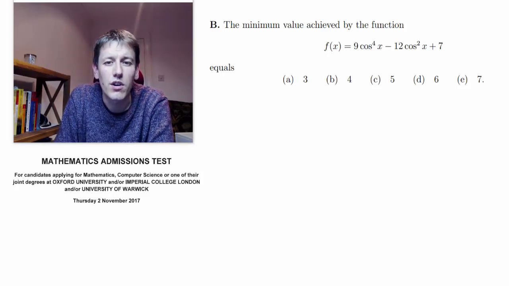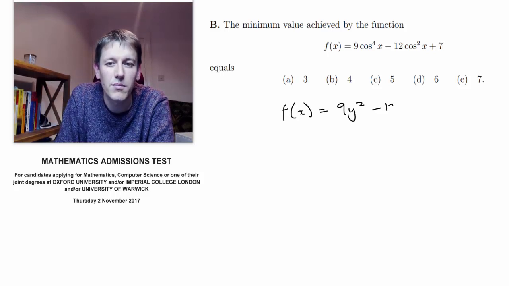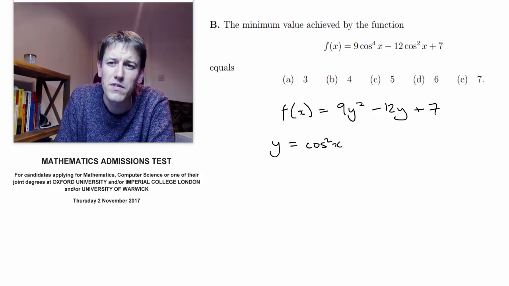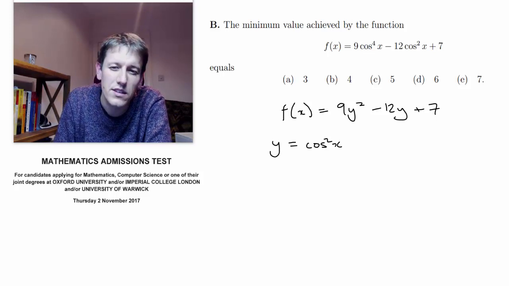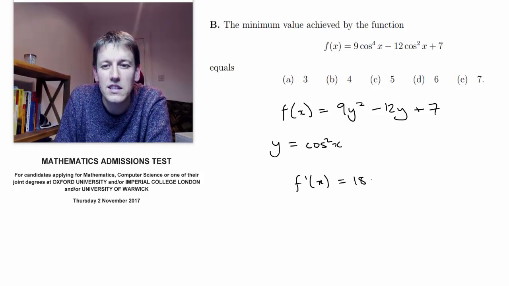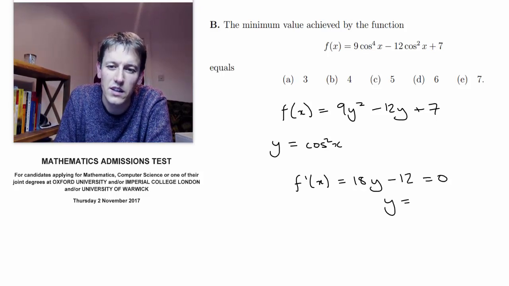So I can write f of x equals 9y squared minus 12y plus 7, where we have y equals cos squared x. Now I just have to find where the minimum of this quadratic is. You could complete the square. I know people don't really like completing the square as much, so let's just differentiate it here. It's probably easier. The derivative is 18y minus 12, and the minimum is going to be where that's equal to 0. So that gives us y as 12 over 18, or 2/3.